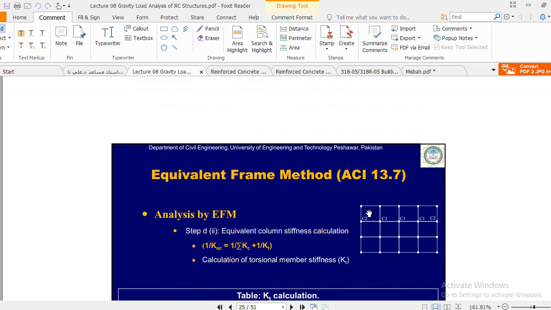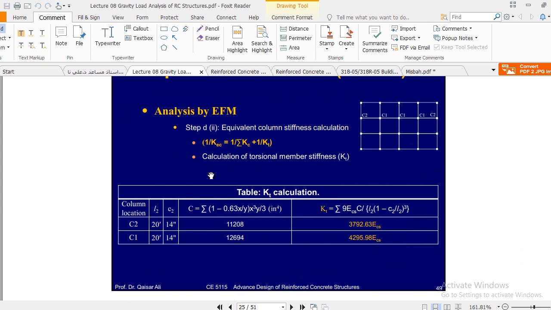I already explained this, and now we need KEC. For KEC we need KC and KT. So we need KT. For KT, as we have C1 and C2 columns, KT for C2 and C1 will be calculated. For this we need the C value. So I will show how to calculate a C value.